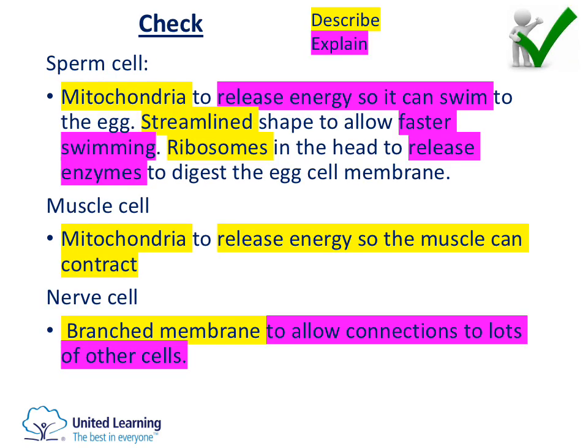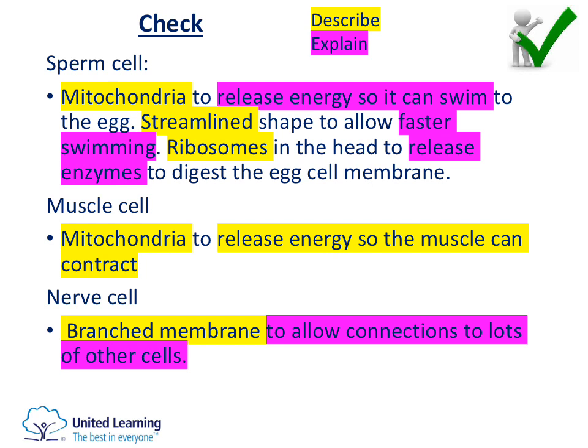Right, so if we go through some of the answers, your first one was a sperm cell. Like I said, sperm cells have mitochondria in order to release energy so that it can swim. The whole point of a sperm is to swim up and reach the egg in order to fertilise it. So it needs energy to swim up there. It can't stop off and get some food and get some energy itself. That needs to be in the cell already.